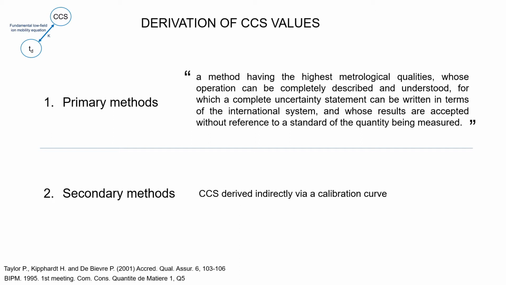A primary method of measurement is also defined by the BIPM as a method having the highest metrological qualities, whose operation can be completely described and understood, for which a complete uncertainty statement can be written in terms of the International System, and whose results are accepted without reference to a standard of the quantity being measured. In other words, in primary methods, it should be possible to calculate the uncertainty of the measurand.